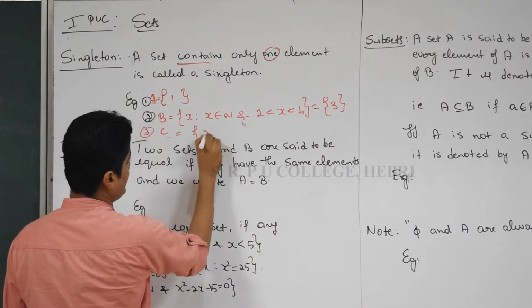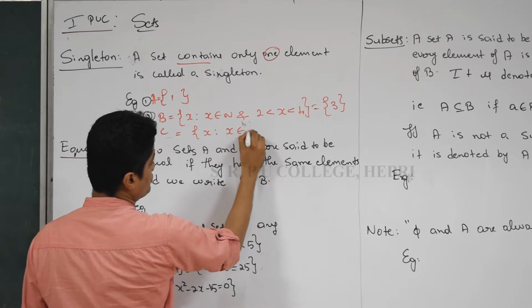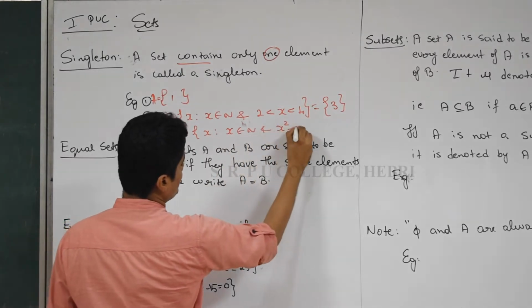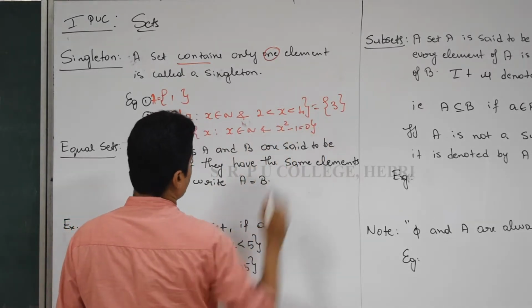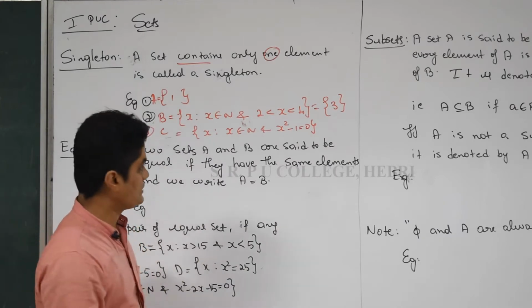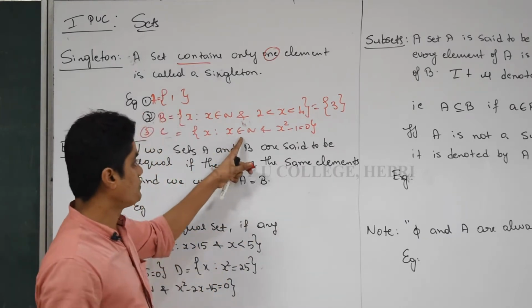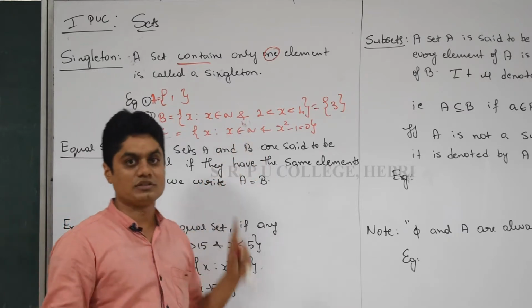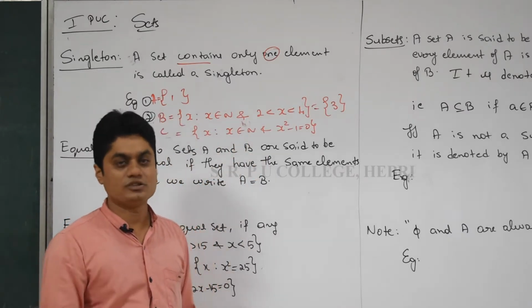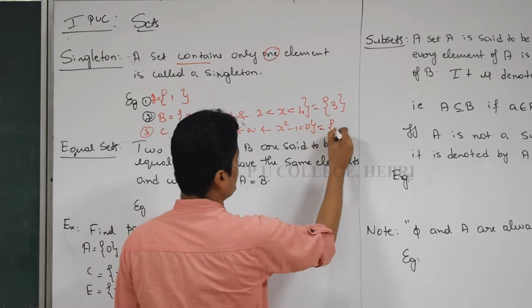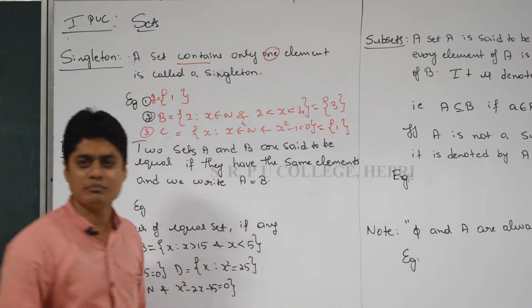Like that, you can give any number of examples. For example, x such that x belongs to N and x square minus 1 is equal to 0. Actually, x square minus 1 equal to 0 gives x equal to plus or minus 1. But the output should be a natural number, so minus 1 is not allowed. This contains only one element, 1. So you can give any number of examples.